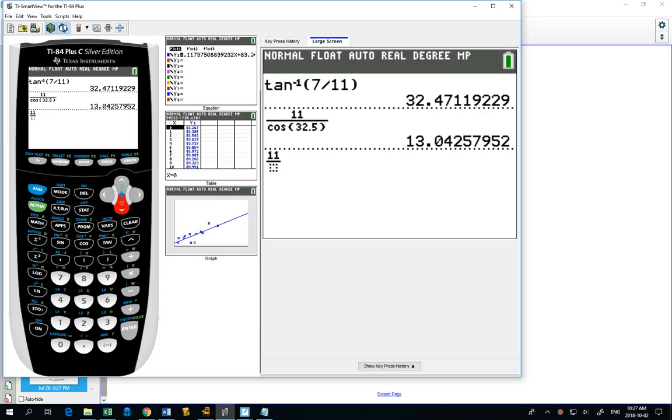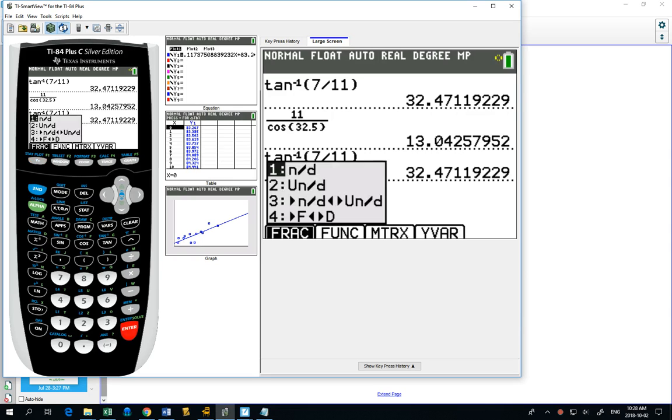Actually, I'm going to reenact right from, so here's a reenactment. You figured this out first, you got 32.47. You went to your next step, which we wanted to write 11 over cos 32.5.